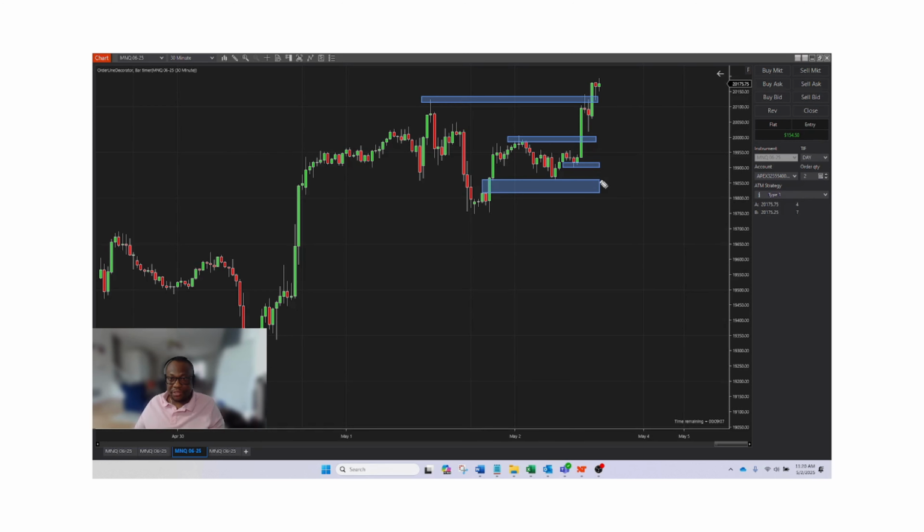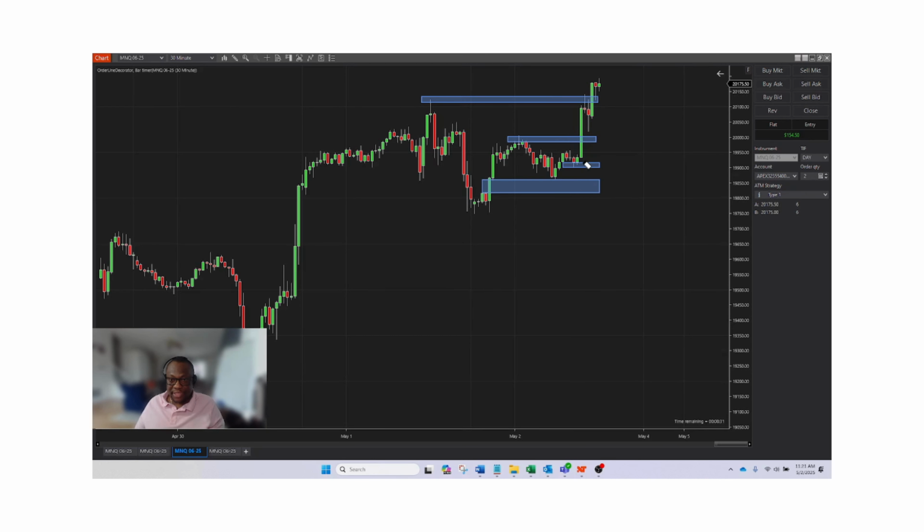As always, I start by drawing up some support resistance zones or significant areas of interest on my 30-minute time frame. So I had this zone here on the 30-minute, and a fair value gap here, right?